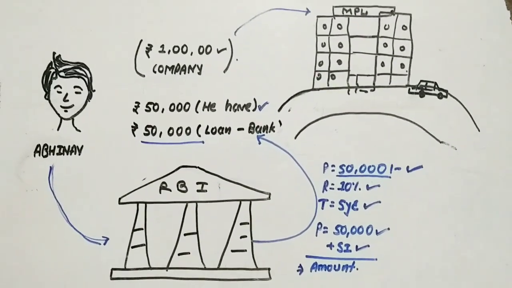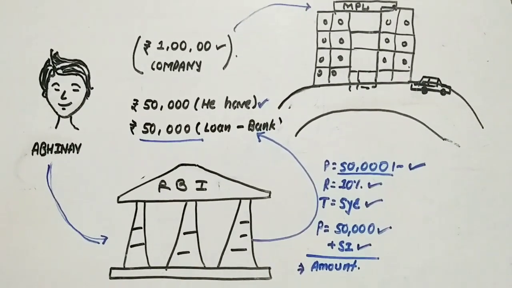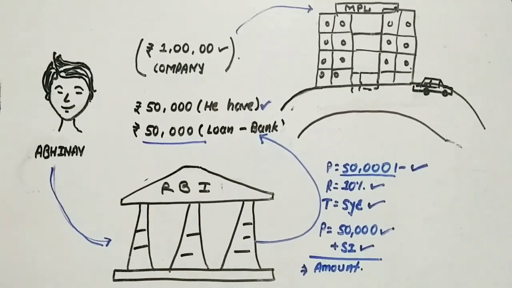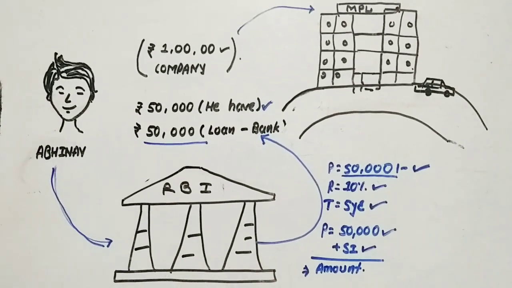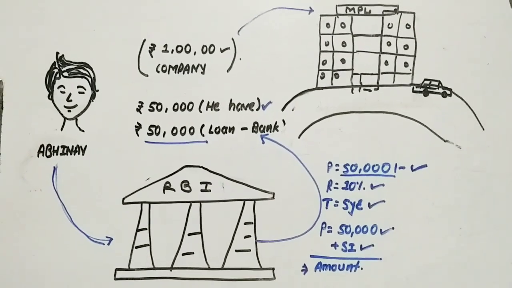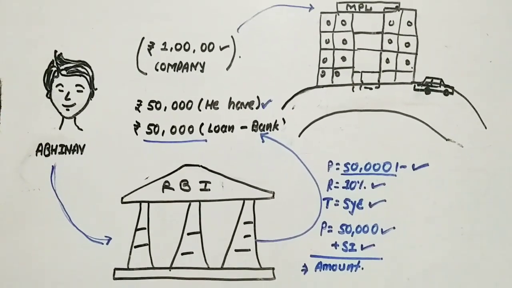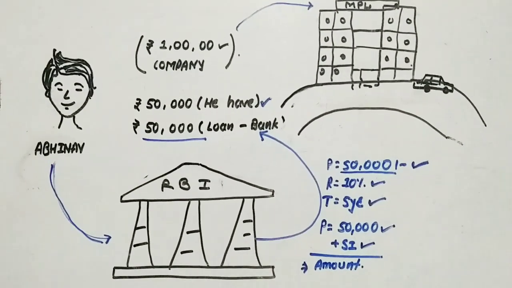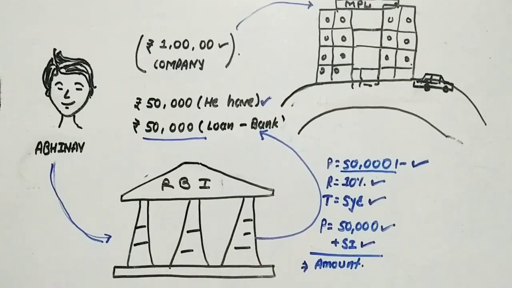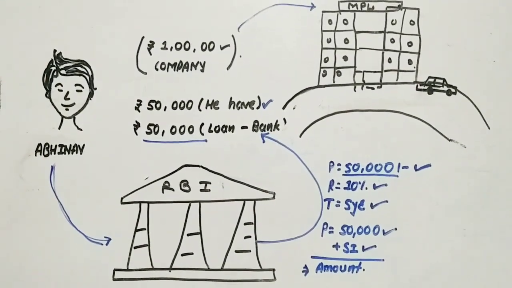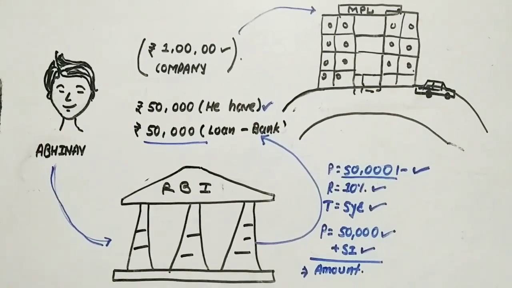So how will we calculate simple interest and how will we calculate the amount? We will understand with examples. I think you have understood all the concepts, the meaning of principal, rate of interest, time and amount. So we move on to the examples.